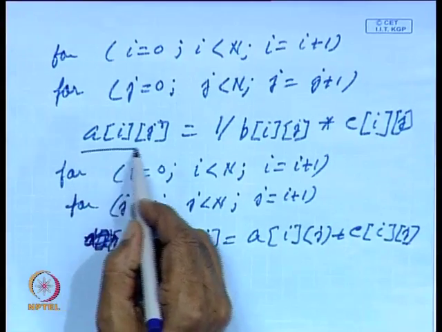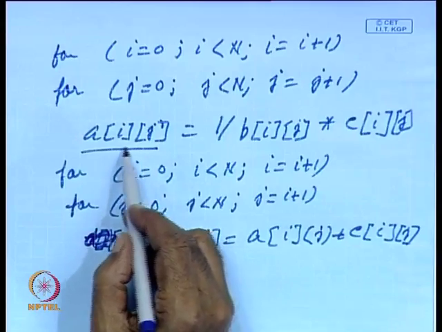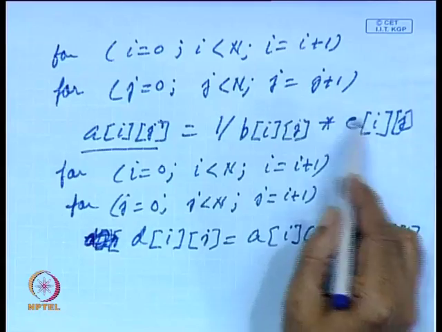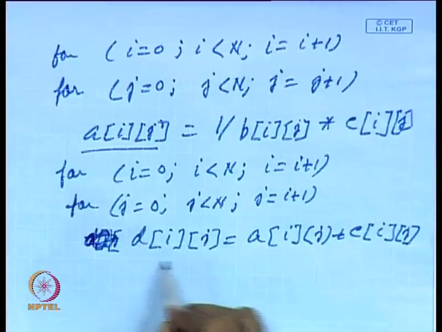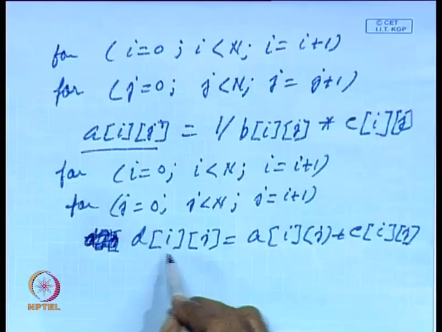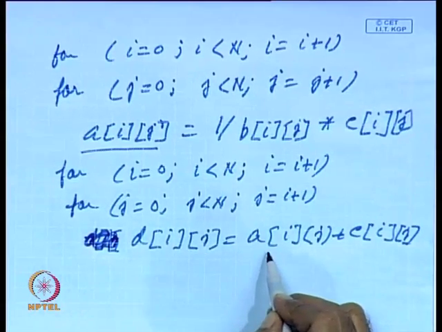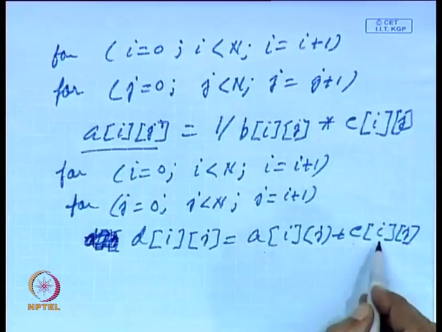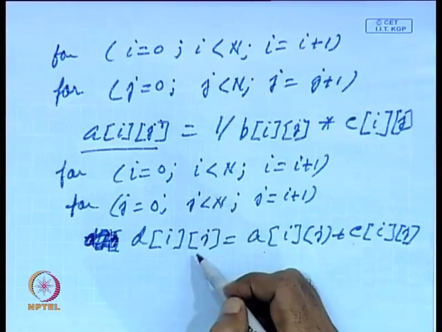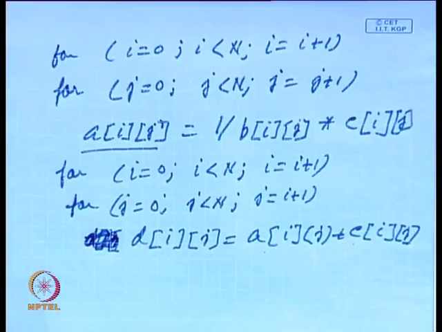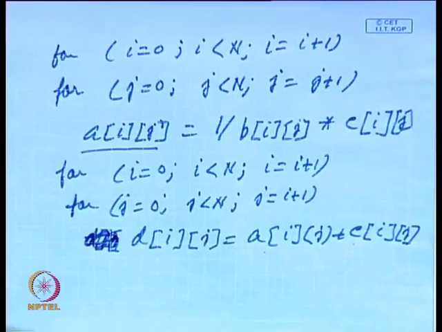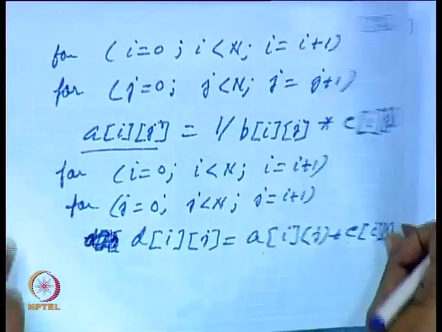In one, elements of a, b and c are being accessed and you perform this computation. Here is another computation where you compute d[i][j], and also access different elements of a and c. So the elements of a and c you are accessing are overlapping, although you perform two different computations in two different loops. Instead of two different loops, you can merge them into a single loop.